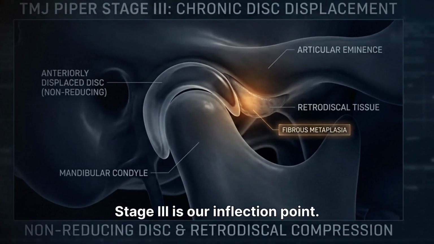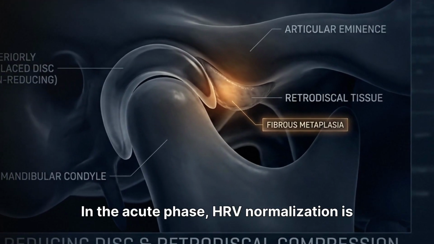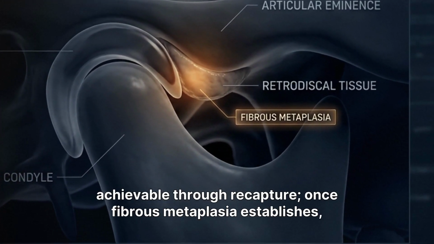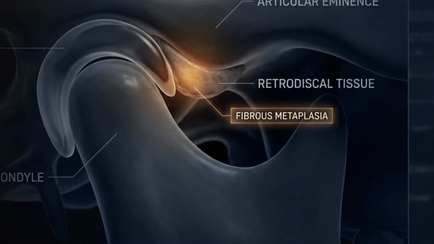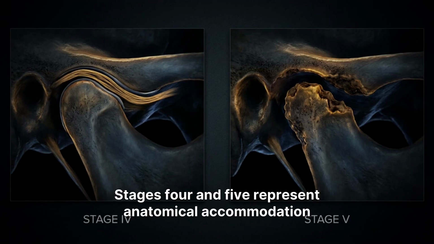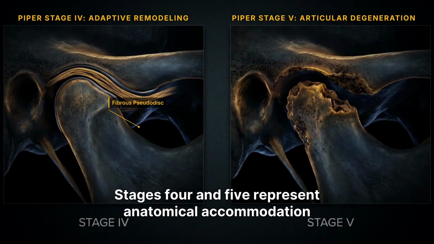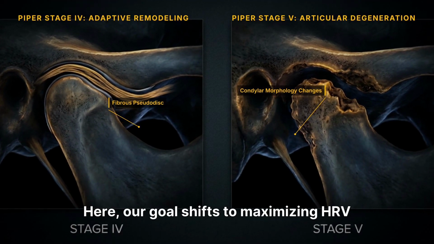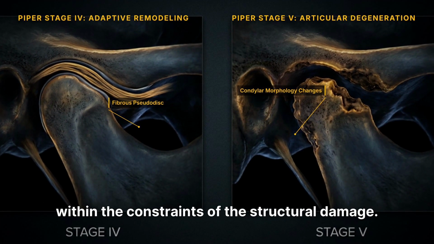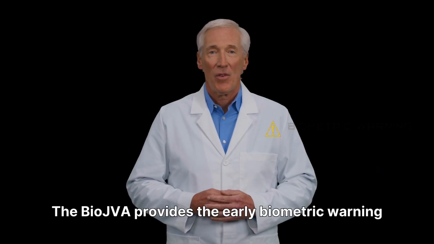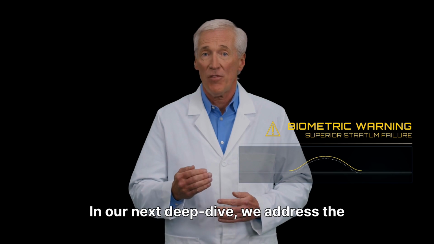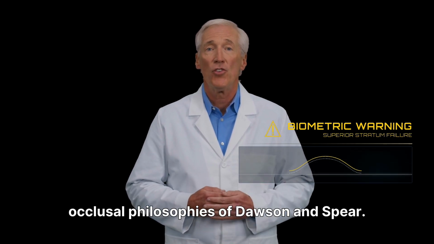Stage 3 is our inflection point. In the acute phase, HRV normalization is achievable through recapture. Once fibrous metaplasia establishes, we face a bioenergetic flaw. Stages 4 and 5 represent anatomical accommodation and articular degeneration. Here, our goal shifts to maximizing HRV within the constraints of the structural damage. The BioJVA provides the early biometric warning of superior stratum failure. In our next deep dive, we address the occlusal philosophies of Dawson and Spear.